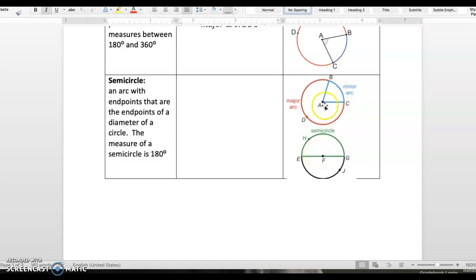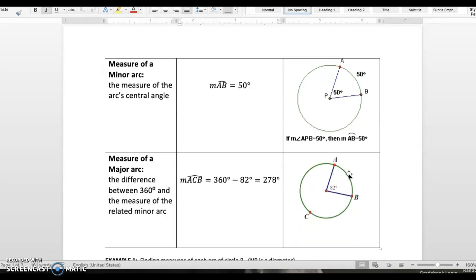So you can have other smaller minor arcs within a semicircle, and a major arc would only contain the whole semicircle and a little bit more. To measure a minor arc when we are using central angles as we are here, it is the same angle measure of that central angle. So if angle APB is 50 degrees, then that means the measure of the minor arc AB is also 50 degrees. So if the central angle is 50, the arc measure that it opens up into is also 50 degrees.